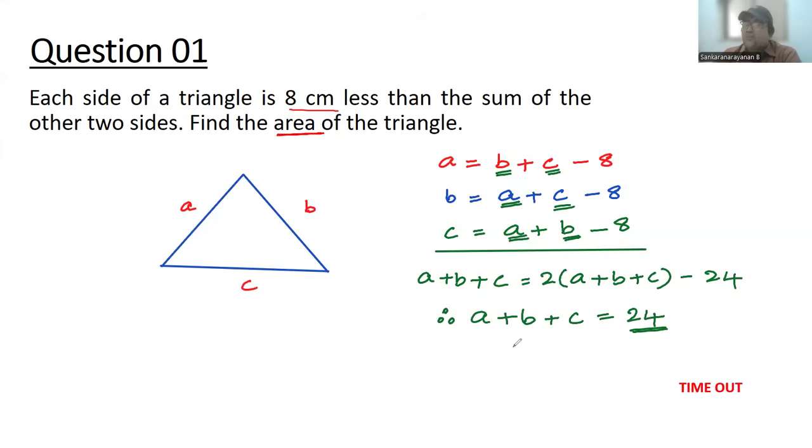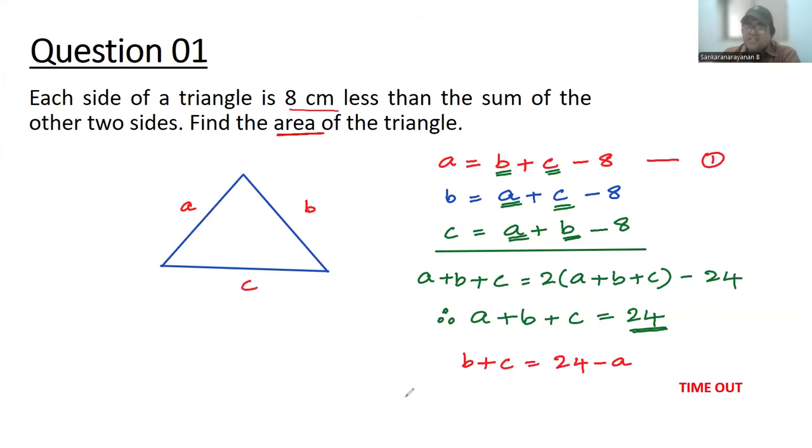Now, from this, can I not say, for example, B plus C is equal to 24 minus A? Now, I want you to consider this first case here. It says A is equal to B plus C minus 8, right? So instead of B plus C, can I not substitute 24 minus A?